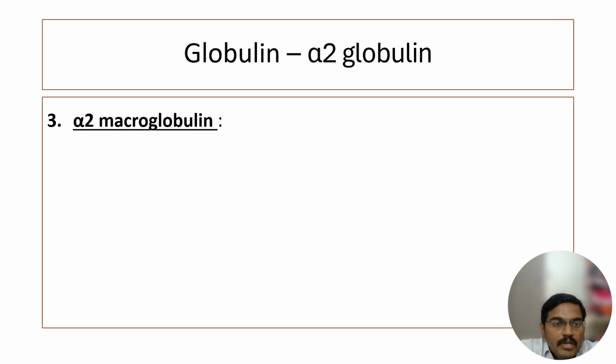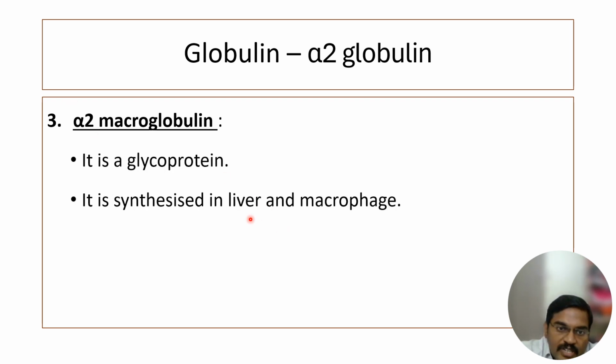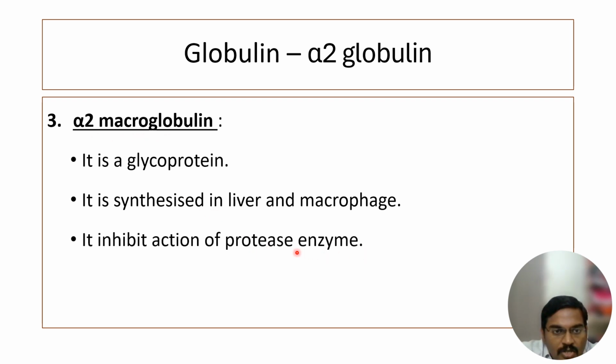Next, coming to alpha 2 macroglobulin. Like any other globulin, it is also a glycoprotein and it is produced in liver as well as in macrophage. So what is the function of alpha 2 macroglobulin? It is going to inhibit protease enzymes. By inhibiting protease enzyme, it is involved in controlling infection.